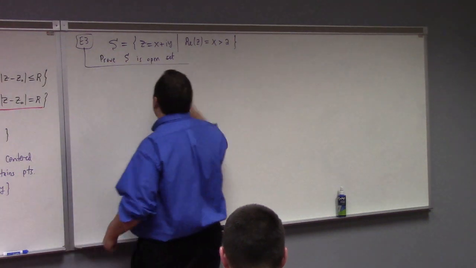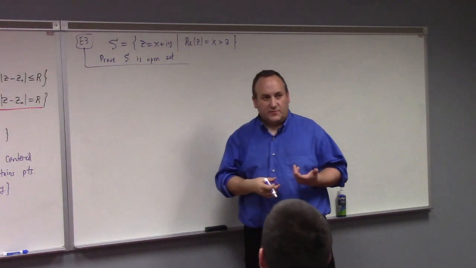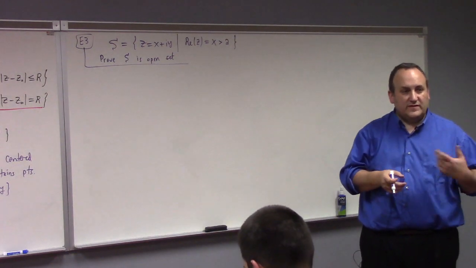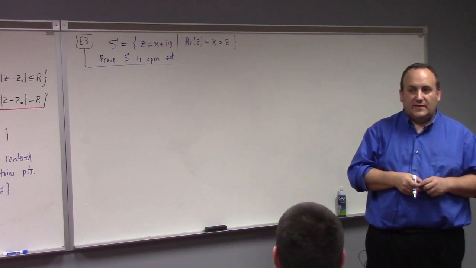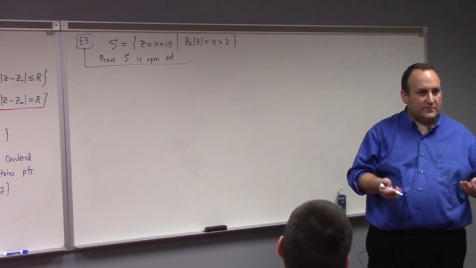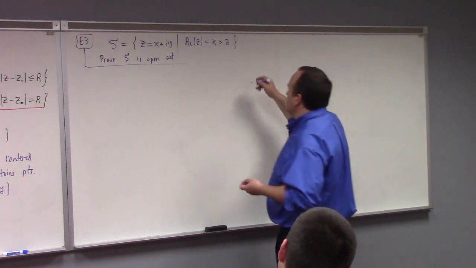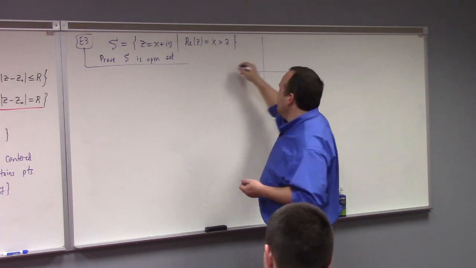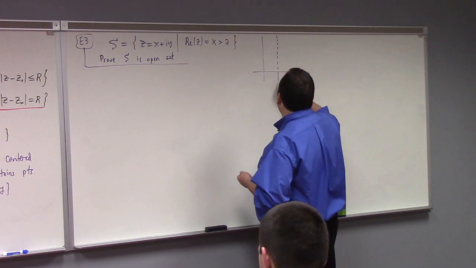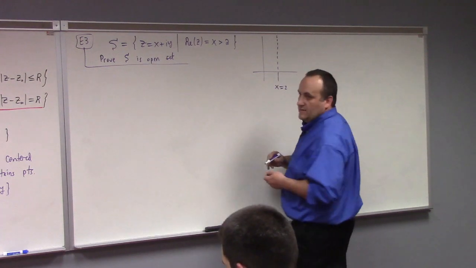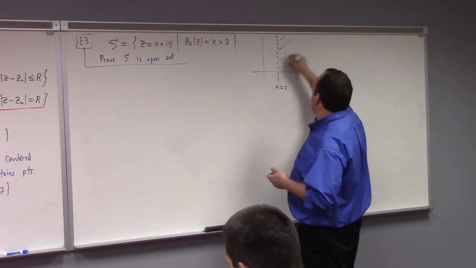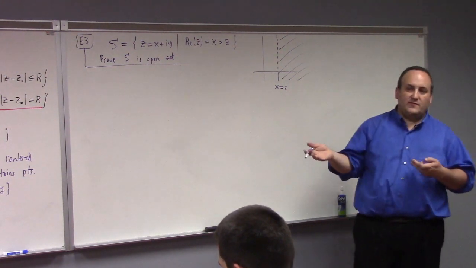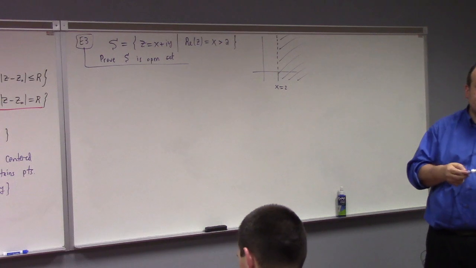So first of all, before you do any rigorous proof, a good idea is to first do the informal geometric proof. First gain a concept of what you're trying to do. Draw a picture of what it is you're trying to prove. What does this thing look like? Let's see here, x greater than 2. So this is x equals 2, and we're out here, where we're trying to prove that this half plane is an open set.